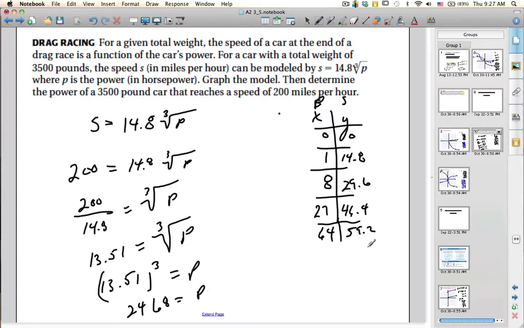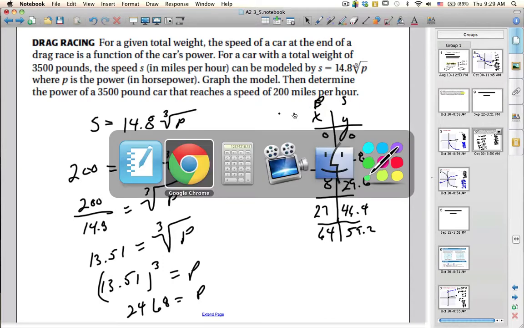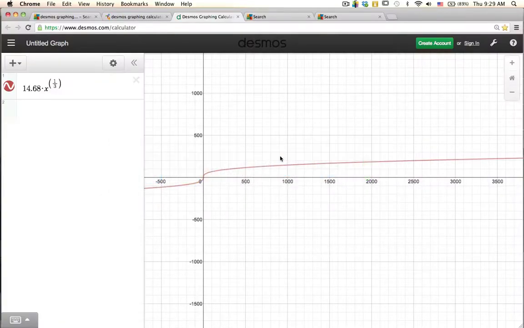You can see it would have taken me quite a while just going up by perfect cubes. So if we were to use a graphing calculator as the problem suggested, it would be pretty quick to find all of the solutions. I've gone ahead and plugged this function into the Desmos graphing calculator that I use online. And I'm looking for, this line here is 200. So where does my graph hit 200? And you can see it's way out here.